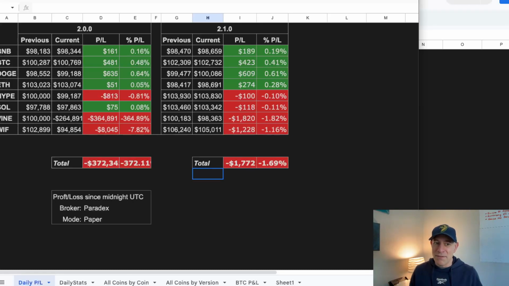And the thing with Vine and Whiff is that these coins don't have a very robust market on Paradex. The order book isn't super deep. So what I saw is that at roughly the same time, both of these coins had this issue where the spread just blew out.